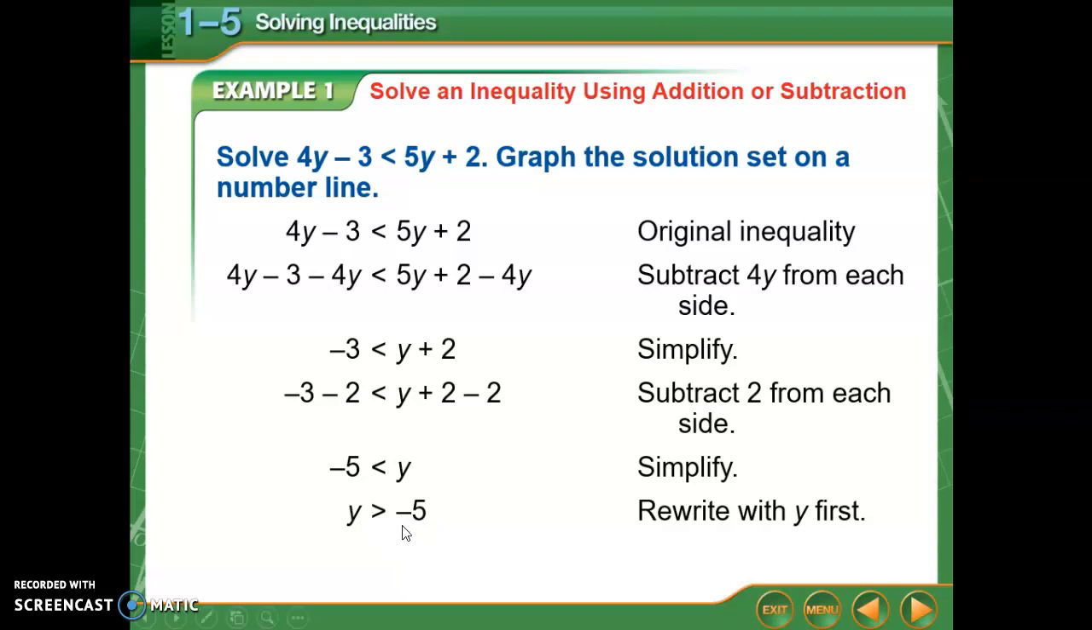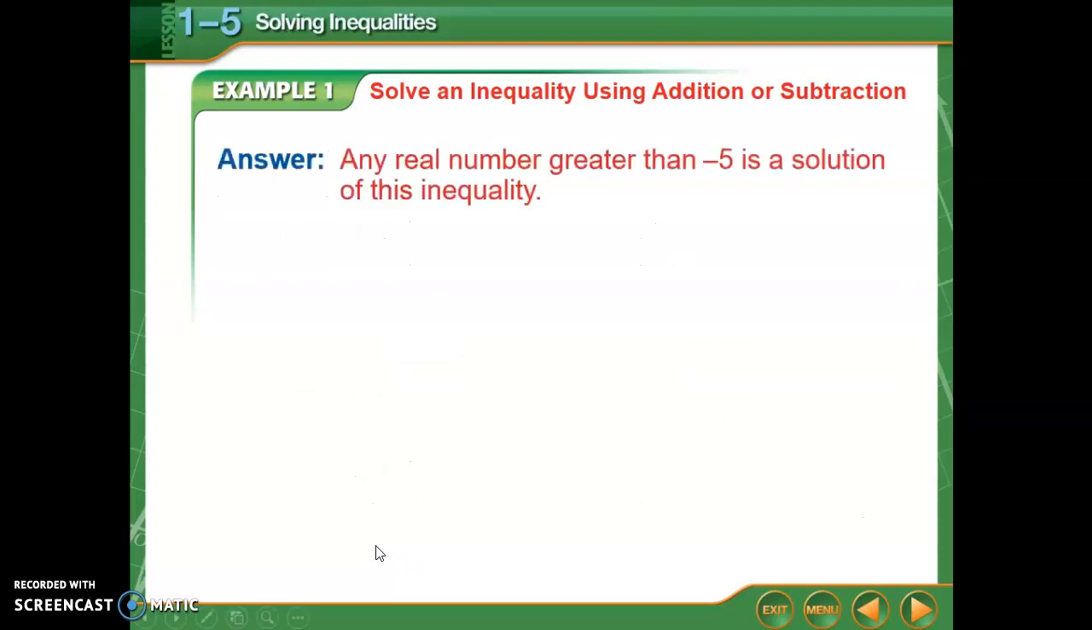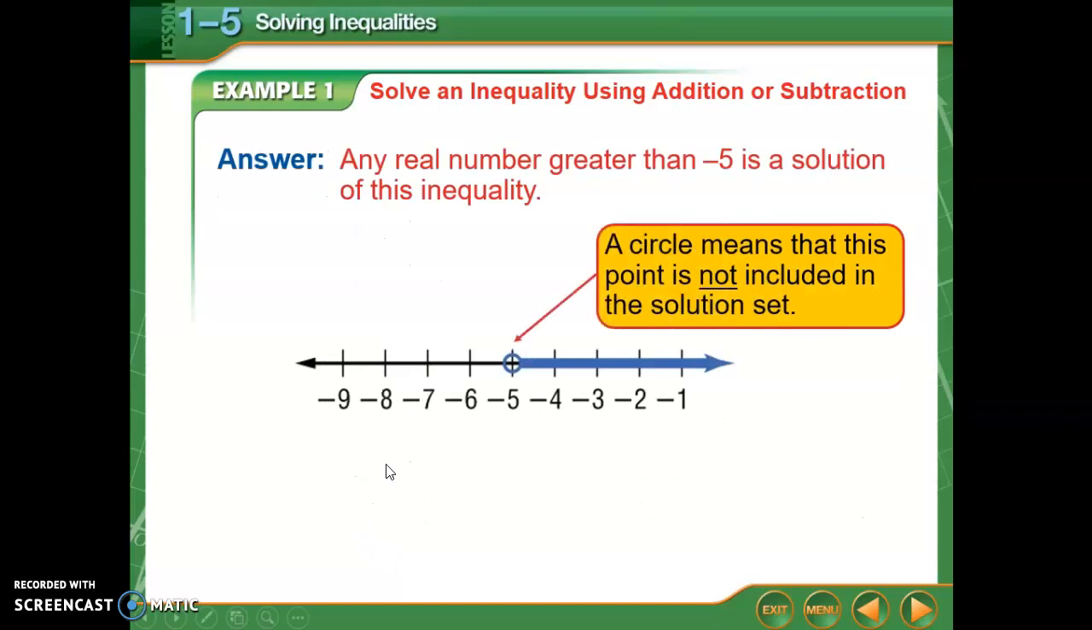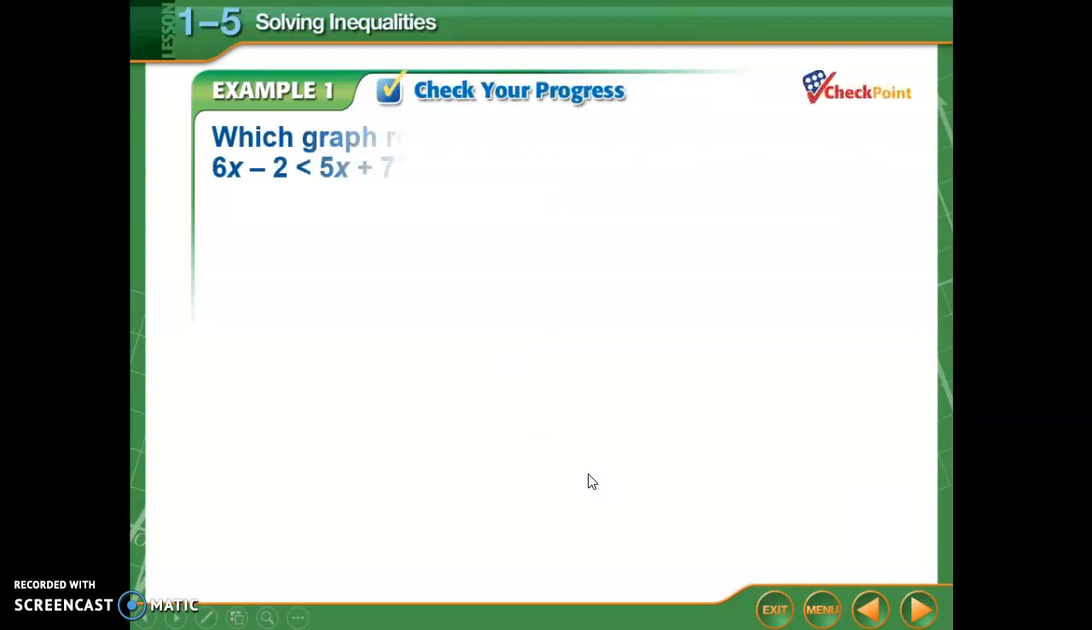All numbers greater than negative 5 will be to the right of negative 5. So this will be our solution set. Since it is greater than, it should be an open circle, and then shade everything to the right. The open circle means that the point negative 5 is not part of the solution. It should be greater than that. Okay? Alright, check your progress.